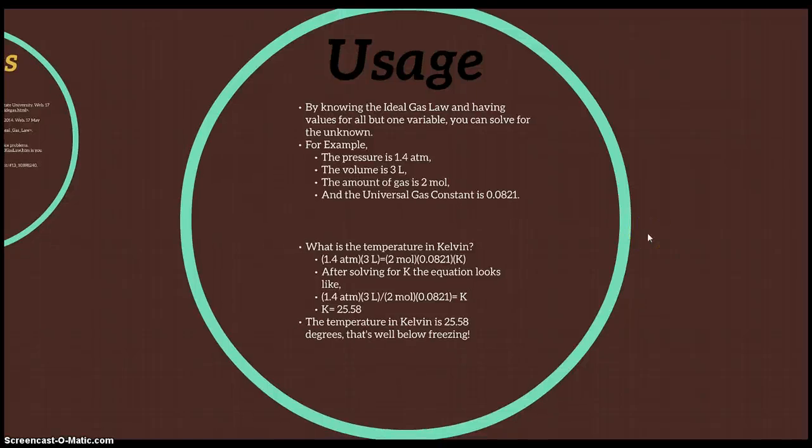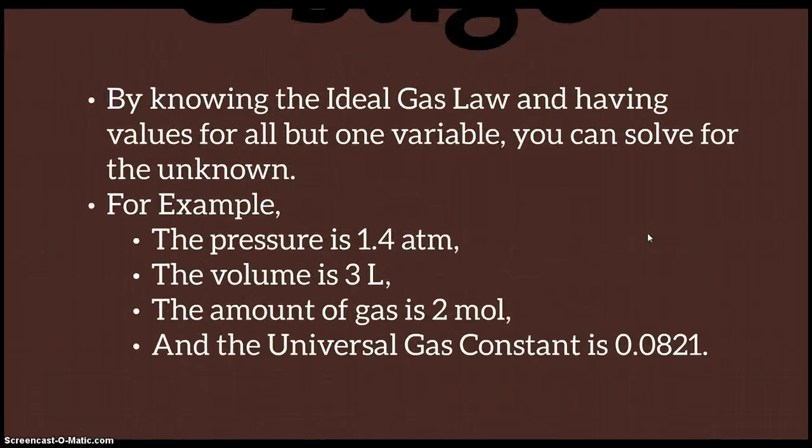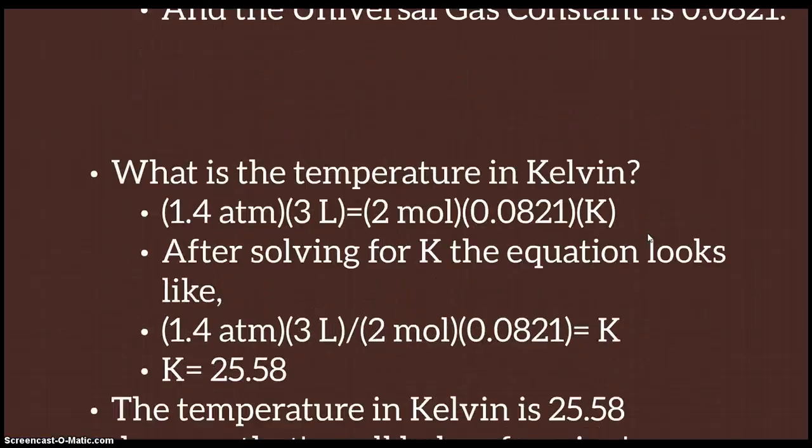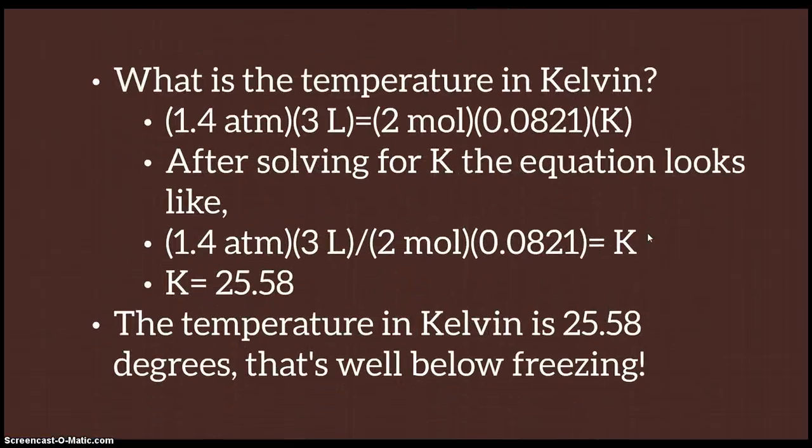Now that we know about the equation, let's put it to use. By knowing the ideal gas law and having values for all but one variable, you can solve for the unknown. For example, if the pressure is 1.4 atmospheres, the volume is 3 liters, and the amount of gas is 2 moles, and we already know the universal gas constant, we can solve for the temperature. What is the temperature in Kelvin?